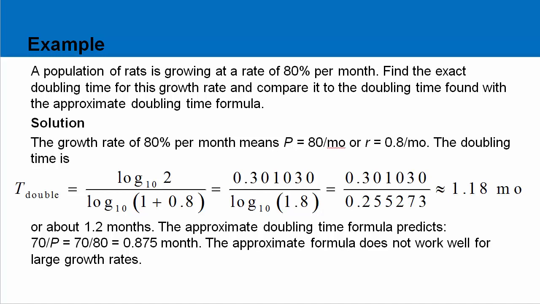And don't forget that this would have also worked had you done natural logs. So you could have done natural log of 2 over natural log of 1.8 and gotten the exact same answer. And that's everything you need to know for doubling and half-life.